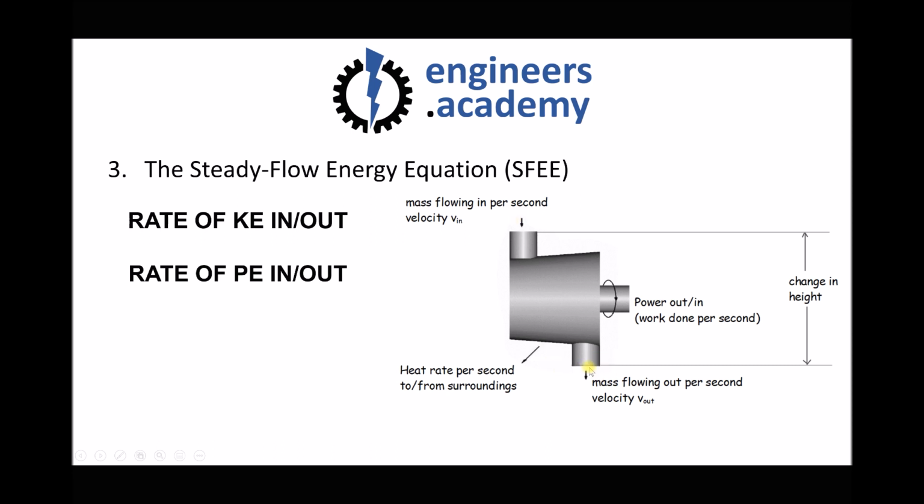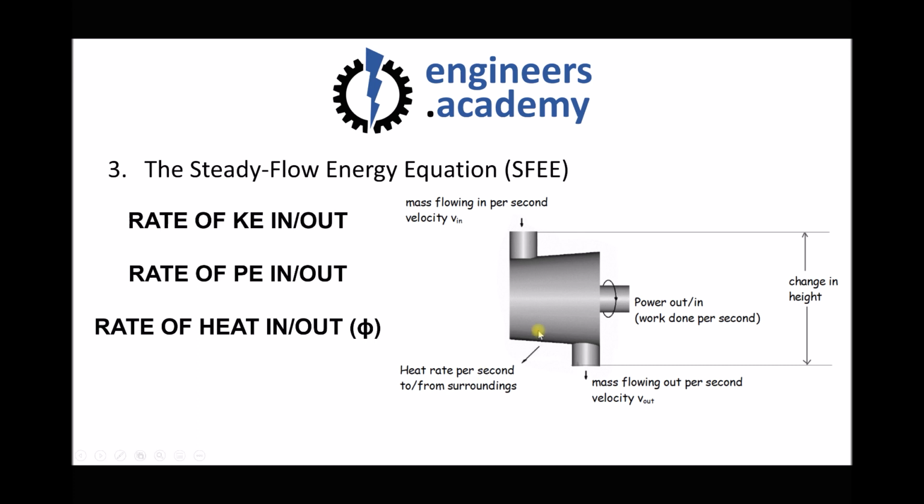Now recall that potential energy is mass times gravity times height, but as we have mass flowing into the system, the amount of potential energy within the system is going to change. And as we have mass flowing out of the system, the potential energy leaving the system is also going to change. So we need to consider the rate of change of potential energy.